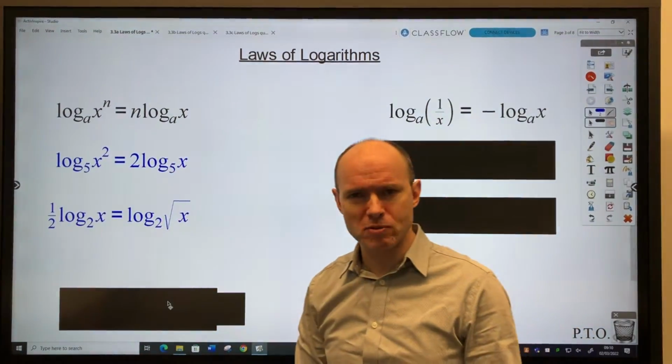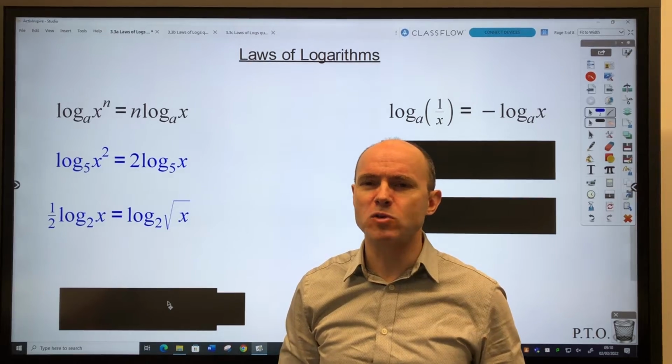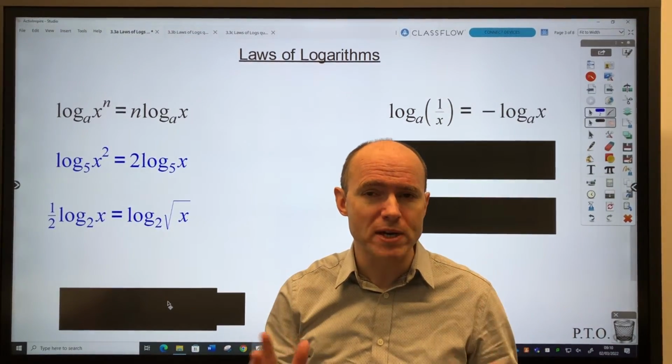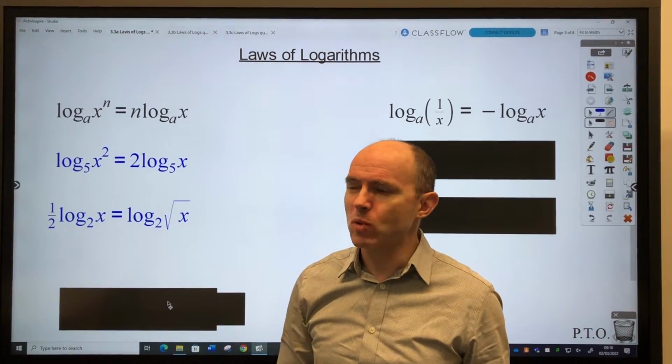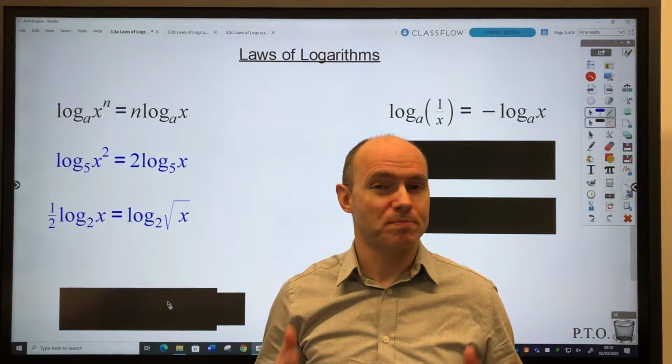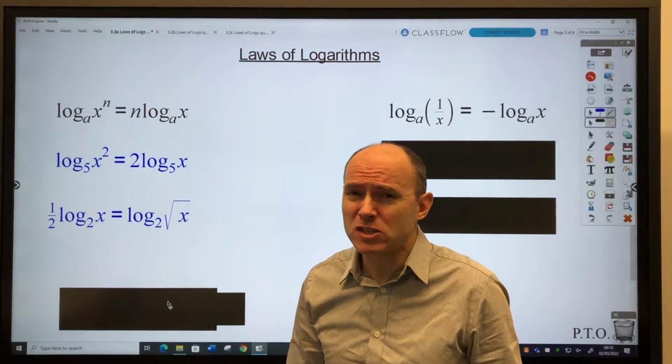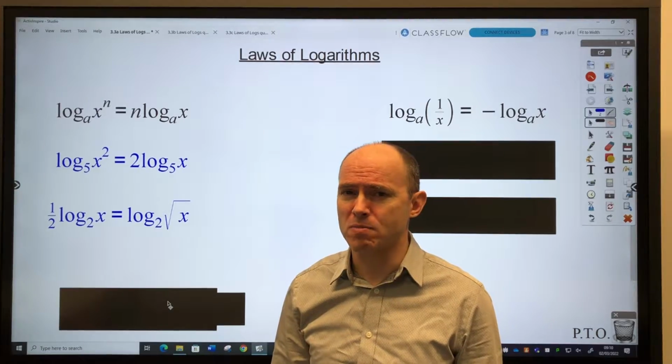Now, those are the first 3 rules of logarithms. I would say those are the most important, the ones you really, really want to remember, because whenever you're solving a logarithmic equation, chances are at least 2 of those 3 rules are going to come up in the question.